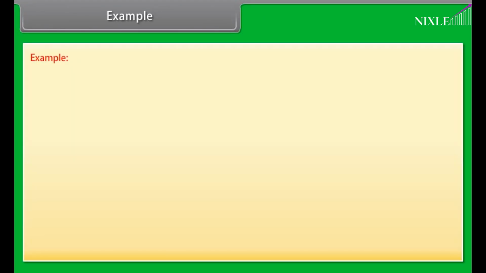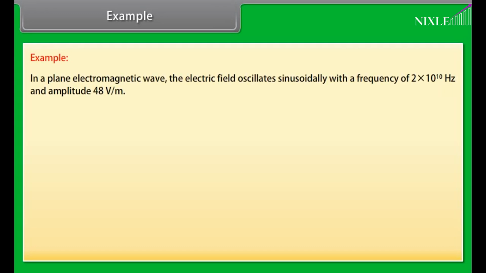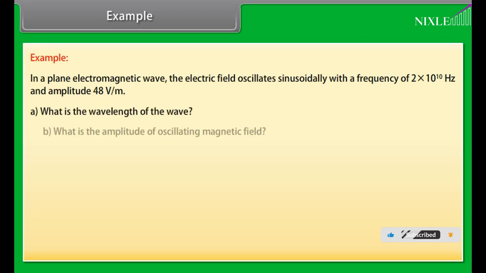Example. Let's take an example of electromagnetic waves. In a plane electromagnetic wave, the electric field oscillates sinusoidally with a frequency of 2 into 10 raised to the power 10 Hz and amplitude 48 volts per meter. What is the wavelength of the wave?